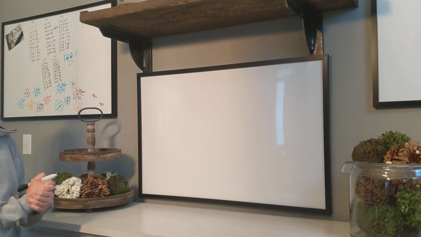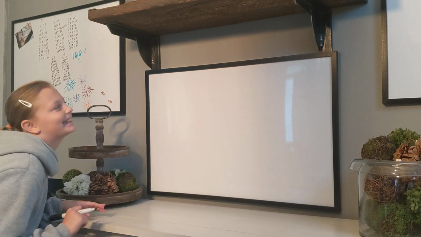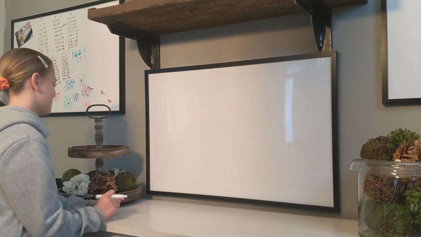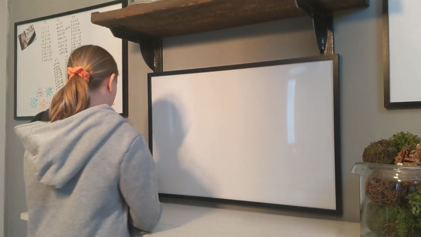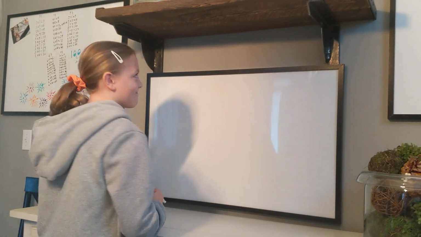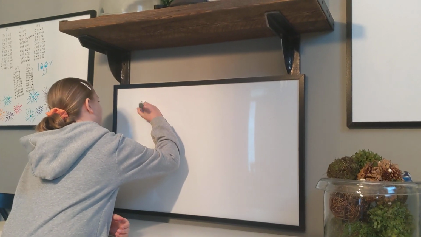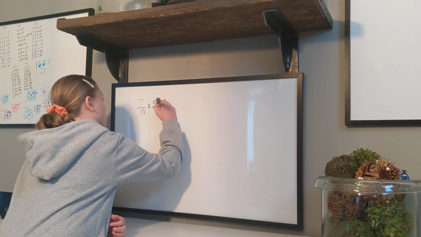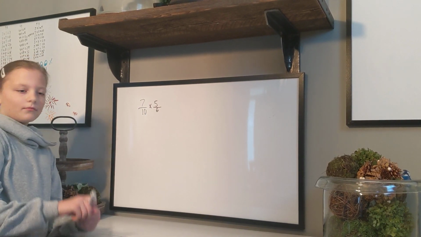Morning, guys. So I've been working with Riley on fractions, and I thought we could all probably use a review on that. So we're going to work on multiplying fractions. You ready, Riley? Okay. So Riley is going to write the fraction 7/10 times 5/6. And Riley, remember when we're multiplying fractions, we multiply straight across, right?